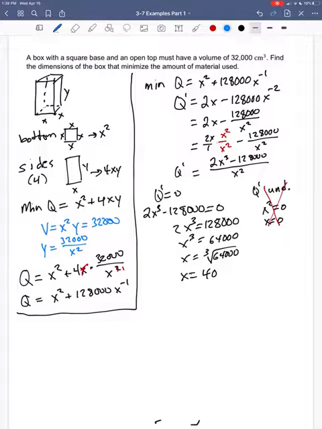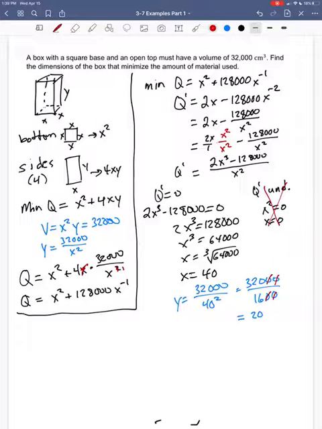I can do that back here, 32,000 over x squared. x is 40. So 32,000 over 40 times 40, which is 1,600. We could divide top and bottom by 100. So I get 320 over 16, which is 20. So we've got that x is 40 and y is 20.